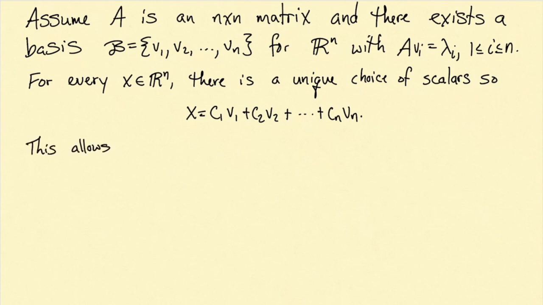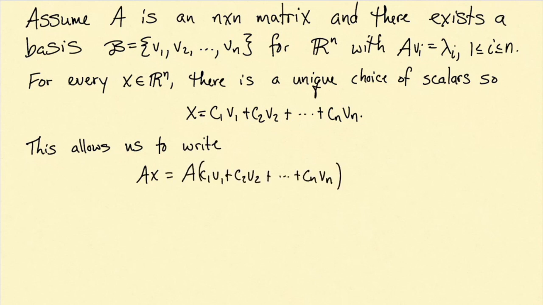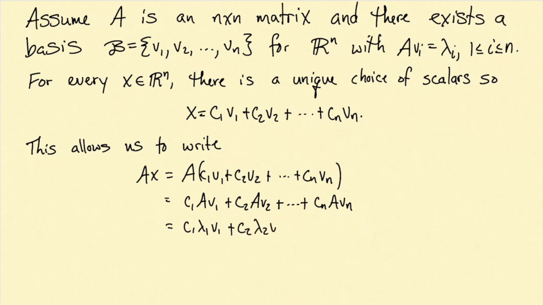Namely, if we take the product Ax, then we can use linearity and the fact that each of these vectors is an eigenvector for A to see that Ax is c1 lambda 1 v1 plus c2 lambda 2 v2 plus etc. plus cn lambda n vn. So that is to say, A takes in as input any linear combination of the basis elements and also outputs a linear combination of those basis elements in a very predictable way.